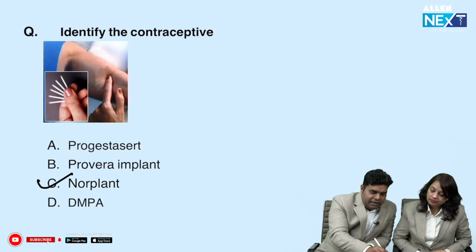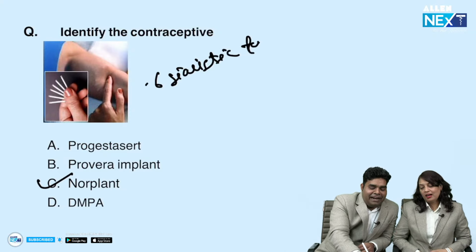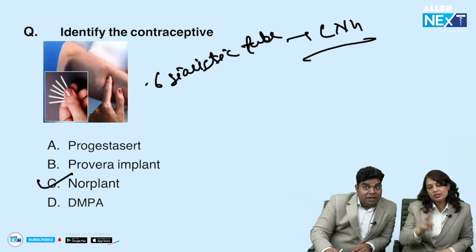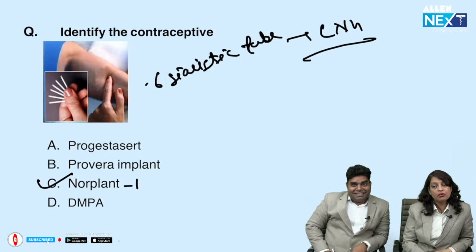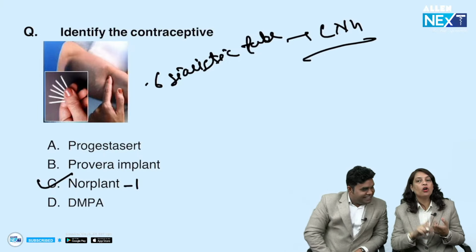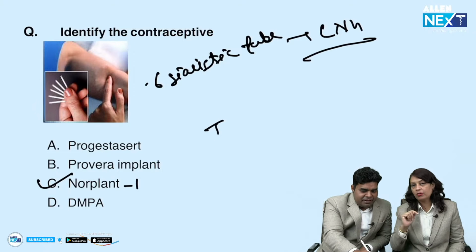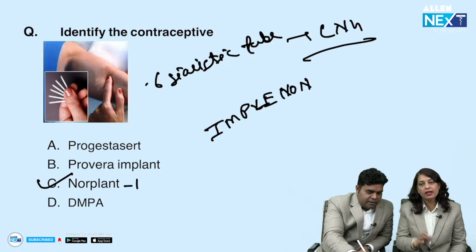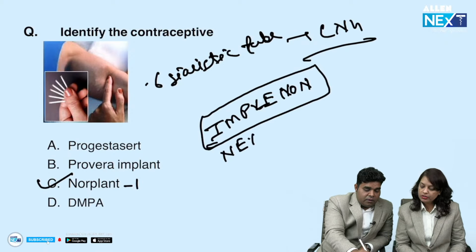This is Norplant, and there are 6 Silastic tubes which we inserted in the past, now not inserting it. All of them have levonorgestrel. This is Norplant 1, because Norplant 2 is 2 Silastic rods. Actually, subdermal implants were of 3 types: Norplant 1, Norplant 2 and Implanon. More use is Implanon. Okay, so what is Implanon? Nexplanon is the radio-opaque version, and it contains the same thing.